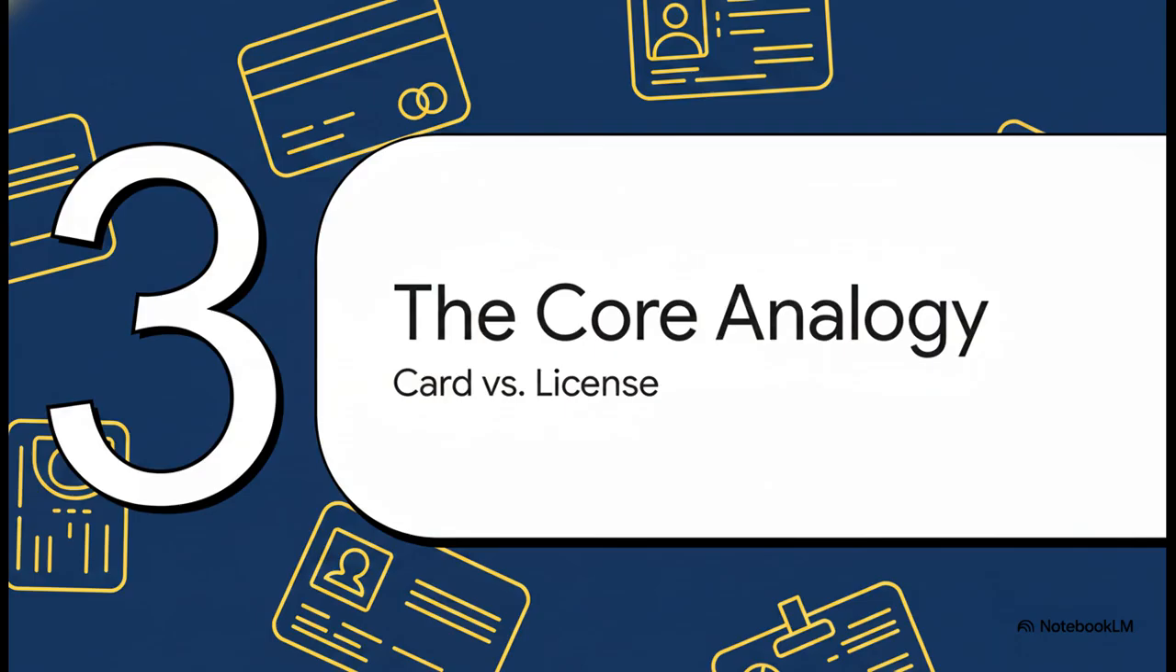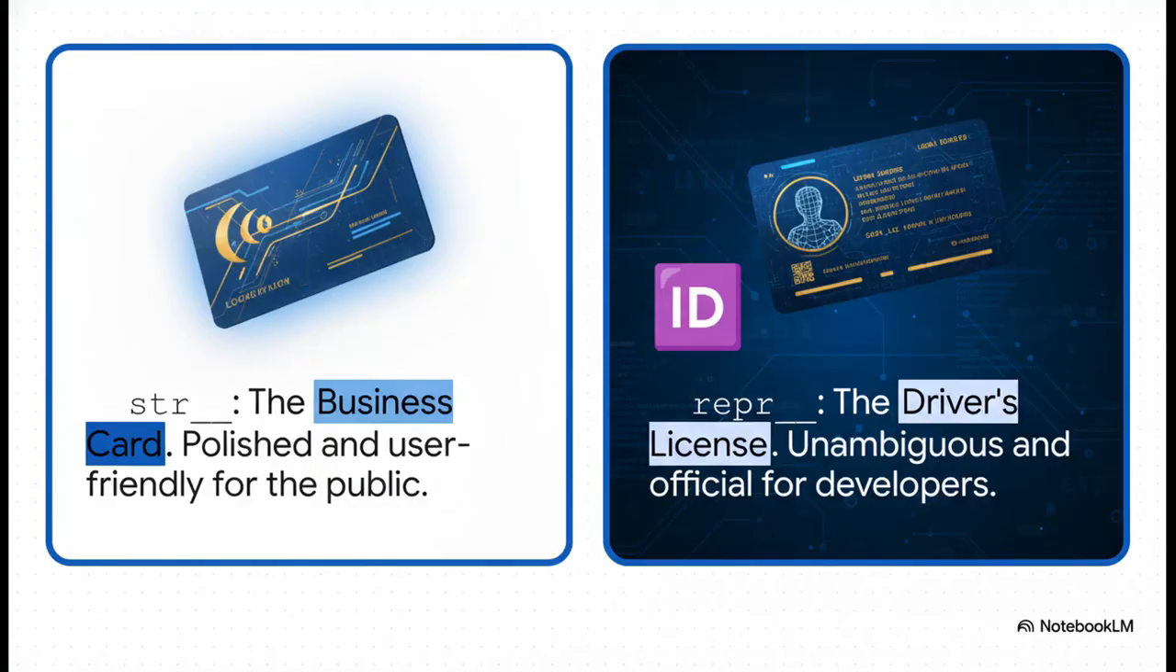Okay. If you're still a little fuzzy on which one to use and when, don't even worry about it. I have one simple analogy that I promise will make this all click into place for good. Just think of __str__ as your object's business card. It's polished, it's friendly, and it gives the public just the key information they need. __repr__, on the other hand, well, that's the driver's license. It's for official inspection, it's totally unambiguous, and it has all the crucial data you need to uniquely identify the object. The bottom line is, your classes really need both.